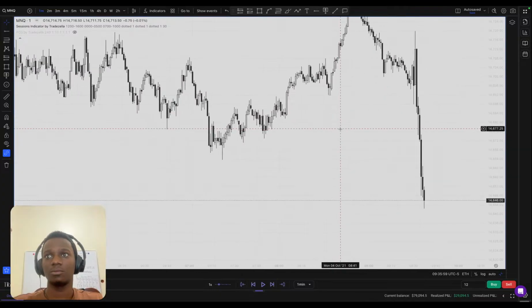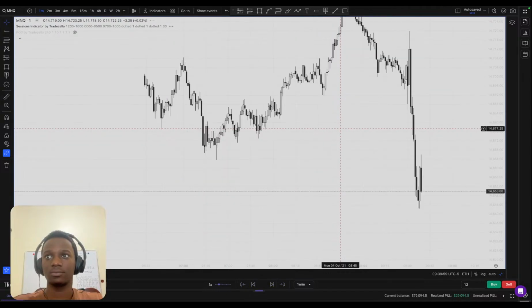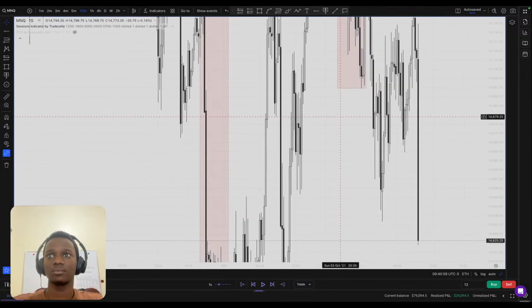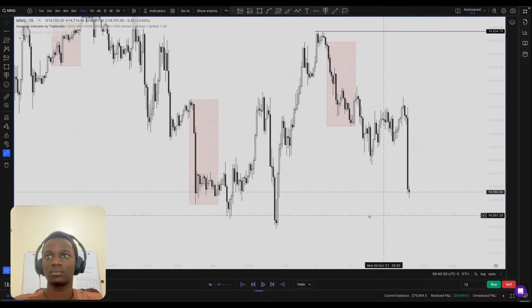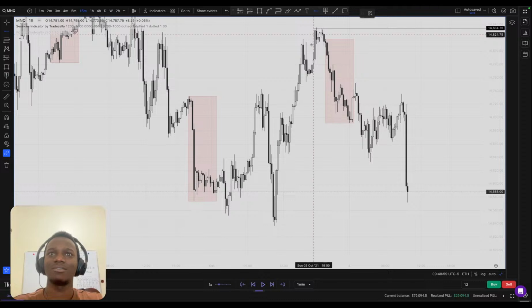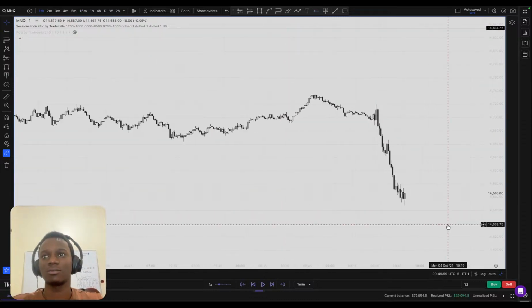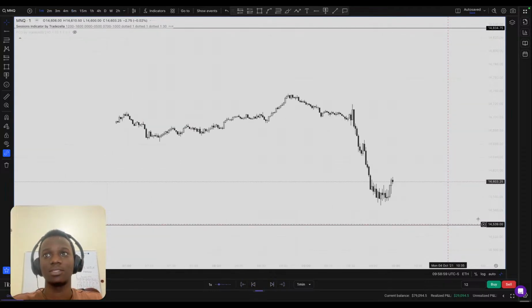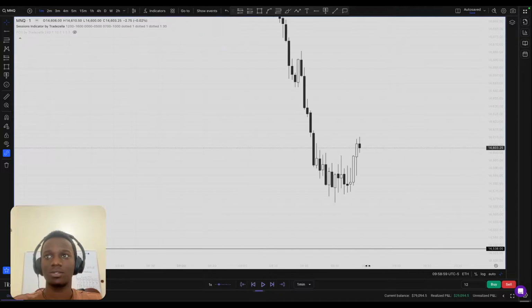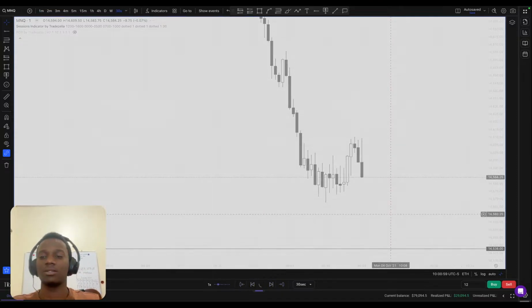Okay, there goes the open. Right at the open price dumps, which totally invalidates my bias and makes me start to look for shorts. Maybe on the next 5-minute retracement, I can look for some shorts. Okay, I'll wait a second here.